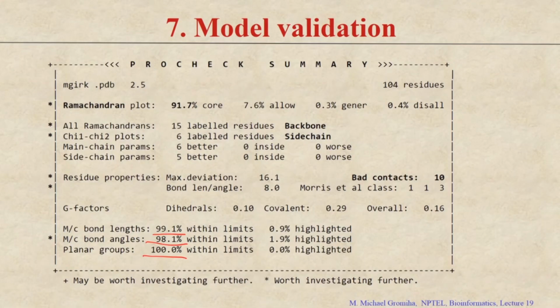Then see the Ramachandran plot. You can see the allowed regions, and you can see the partially allowed region. Around 98% are in the allowed regions. In this case the model works fine.